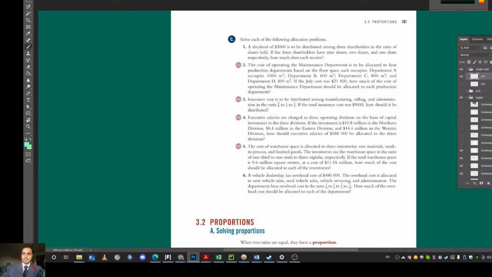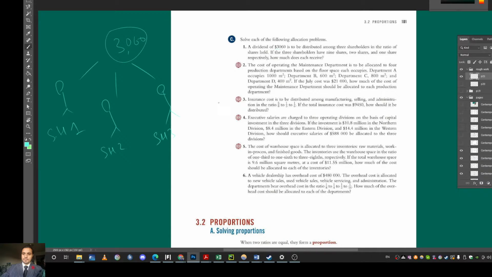So a dividend of 3,060 is distributed among 3 shareholders in the ratio of shares held. Okay, so we have a total of 3,060 that has to be divided among 3 shareholders: shareholder 1, shareholder 2, and shareholder 3.